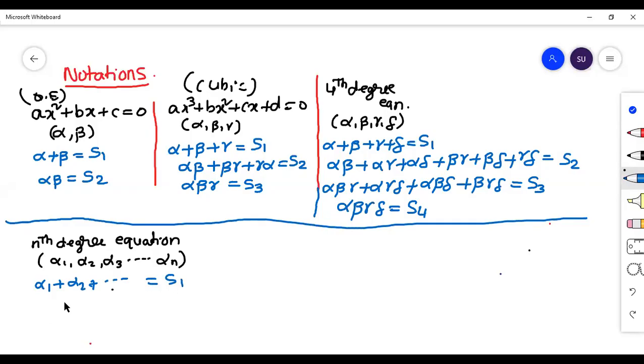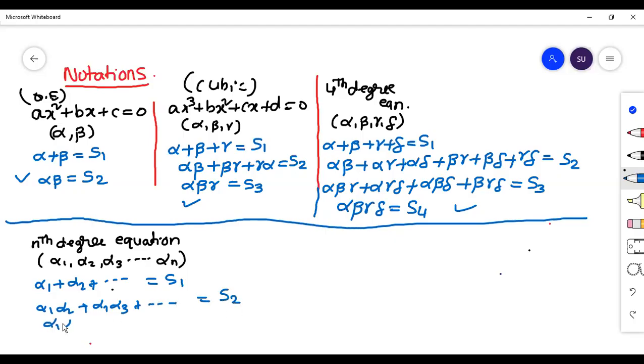So this is generalized. This is for quadratic, 2 roots. This is for cubic. This is for fourth degree. If it has n roots, then generalizing we are writing. Next, pairwise: alpha 1 alpha 2, alpha 1 alpha 3, and so on. You will get some term, that is S2.